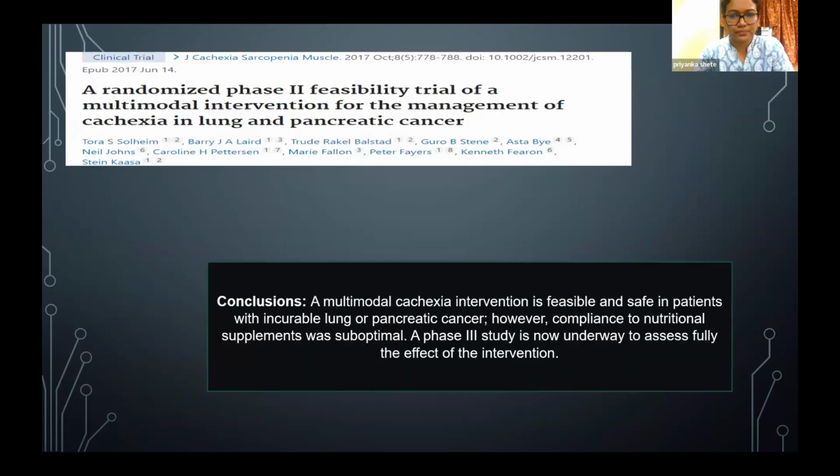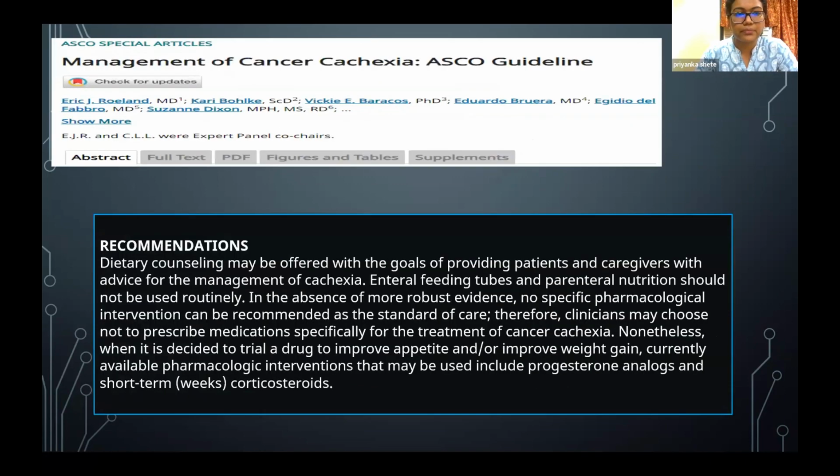Then there is one paper by Tora Solheim, a randomized phase 2 feasibility trial of multimodal intervention for the management of cachexia in lung and pancreatic cancer. The conclusion is that the multimodal cachexia intervention is feasible and safe in patients with incurable lung or pancreatic cancer. However, compliance to nutritional supplements was suboptimal. A phase 3 study is now underway to assess fully the effect of the intervention.